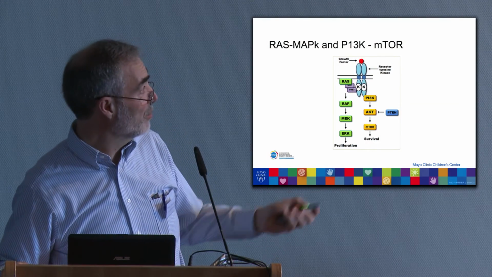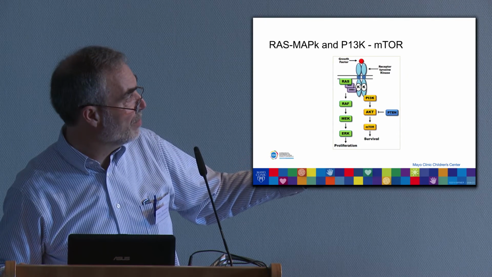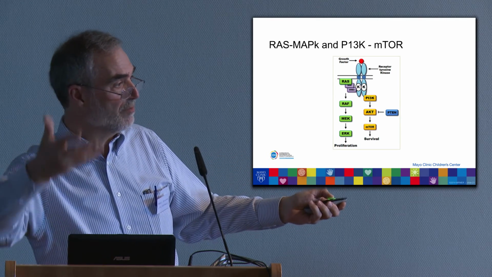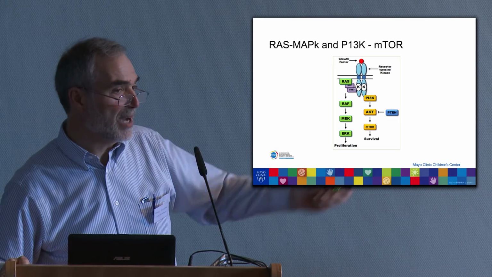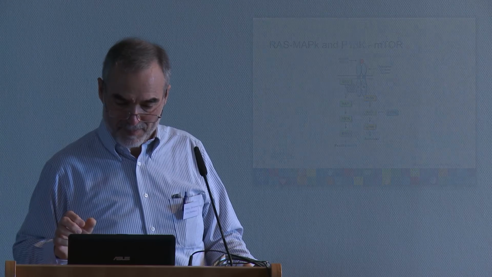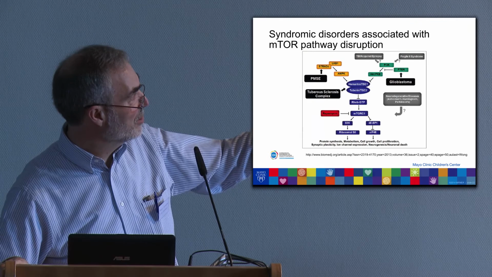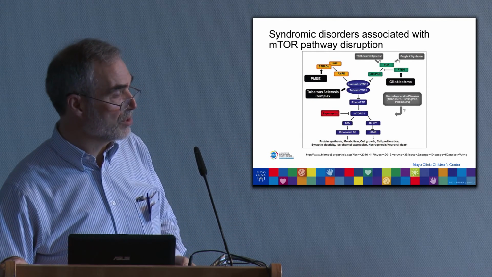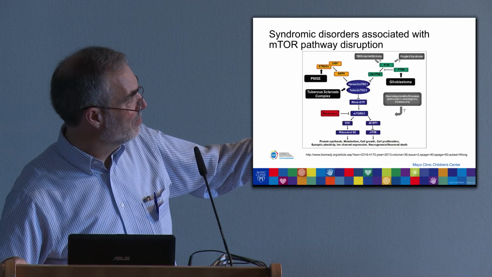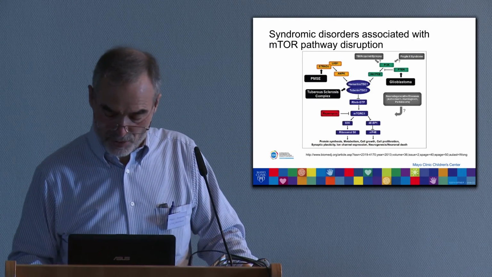And again, this just shows the relationship between the RAS pathway and what's called the PI3K mTOR pathway. Again, basically the RAS pathway is involved in cells proliferating. The mTOR pathway is involved in keeping them alive once they've developed. And again, a whole bunch of syndromes are associated with disruption of this pathway, the tuberous sclerosis complex, which is a fairly frequent cause of intellectual disability, together with other symptoms. The PTEN gene can be mutated not just in glioblastoma, but in a variety of overgrowth syndromes as well.